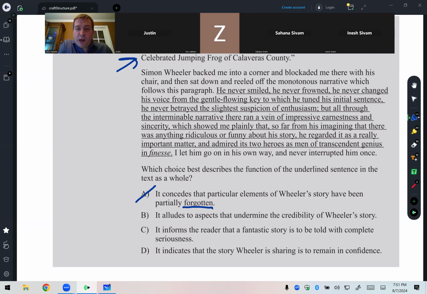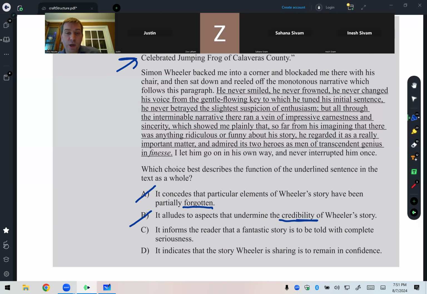Do we have anything that undermines Wheeler's credibility? I don't think so. I'm going to cross it off. I think he's a credible witness. We can take his story, whatever this story is, as fact. Probably a truthful story. He seems to be a credible witness. I have nothing to the contrary here.